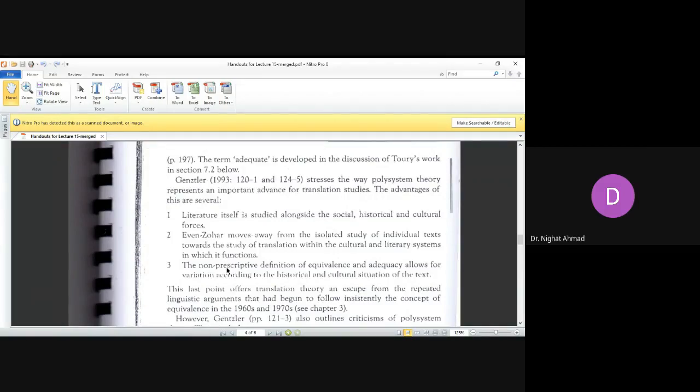So basically within this polysystem, it's important that you look at the advantages. What are the advantages? Literature will be studied along with different criteria like social, historical, and cultural forces. Literature itself will always be studied along with this particular context. Whatever literature it is, in what social background it emanated, what historical events took place, and cultural forces.